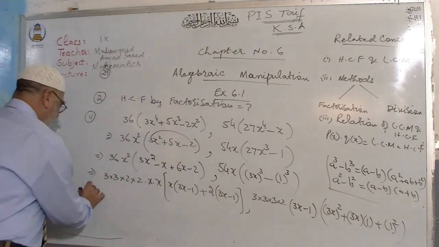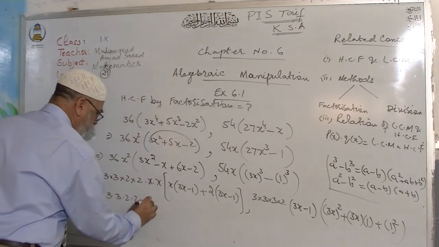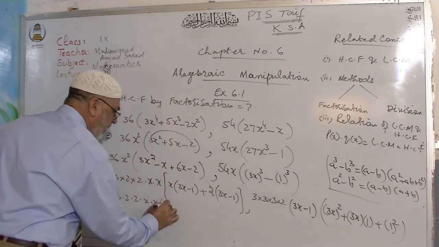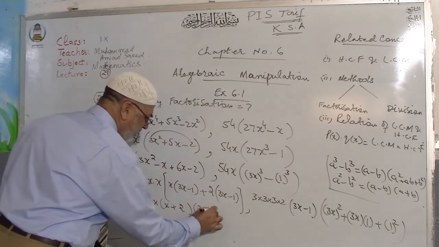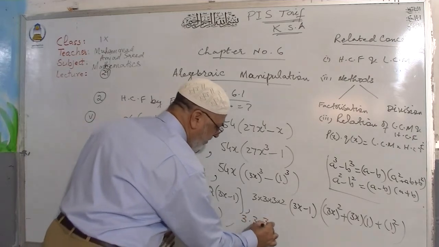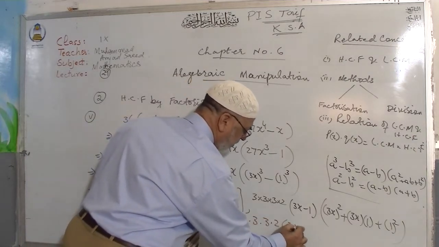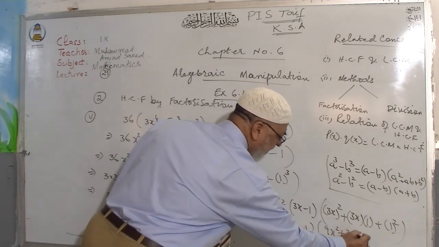Dear students, we have 3 into 3 into 2 into 2 into x into x plus 2 into 3x minus 1. Here is 3 into 3 into 3 into 2, 3x minus 1 into 9x square plus 3x plus 1.